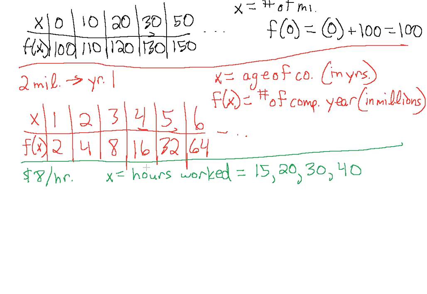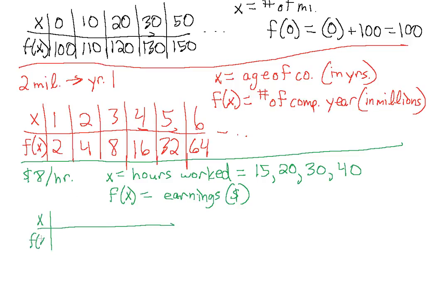Okay, so we've limited our domain to these following values, and we want to find the range, the f of x. The f of x is going to be his earnings. We're interested in his income in dollars. So let's go ahead and make a table of this and see what we got. So we have x and f of x. X is the hours worked, f of x is his earnings in dollars.